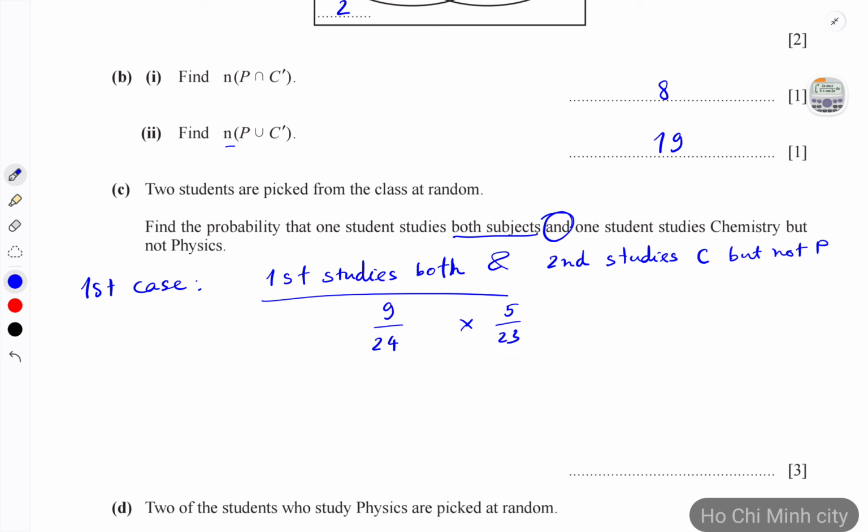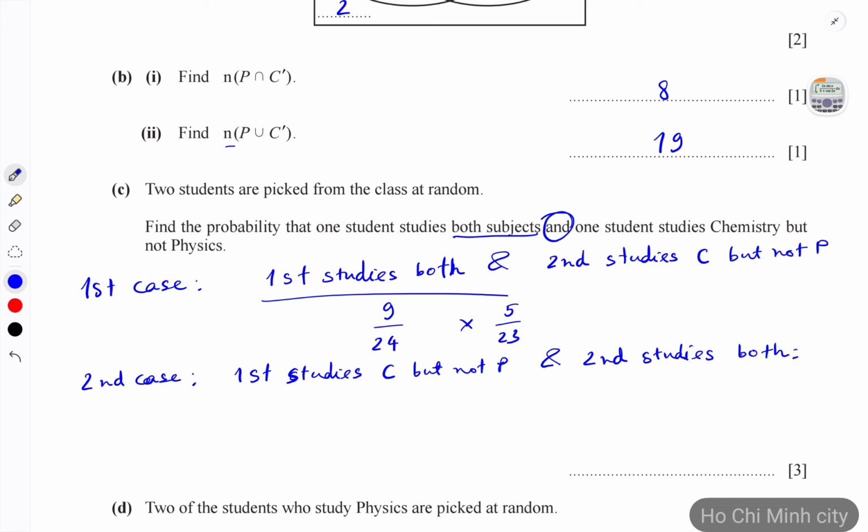All right, so let's think about the second case. In the second case, the first student studies chemistry but not physics, and the second student studies both. Then we have the probability of the first student studying chemistry but not physics is 5 over 24, and multiplied by 9 over 23. All right, so it's time to add them up.